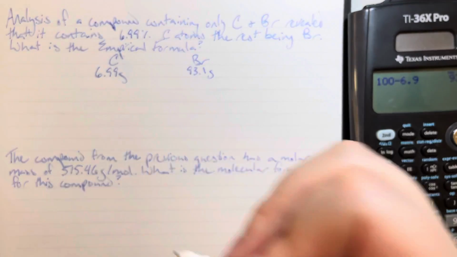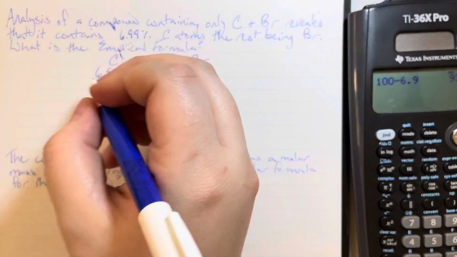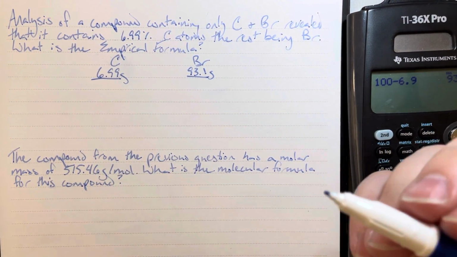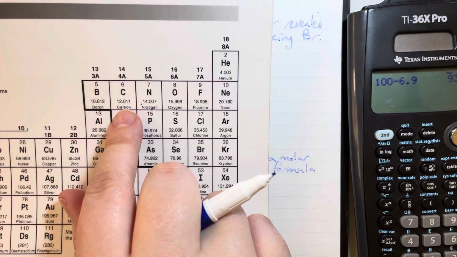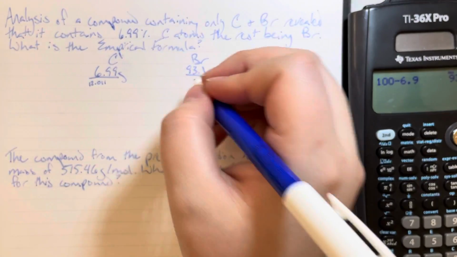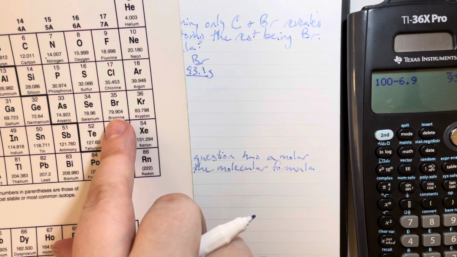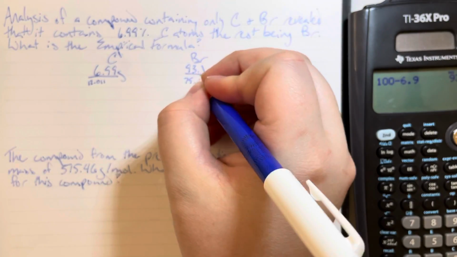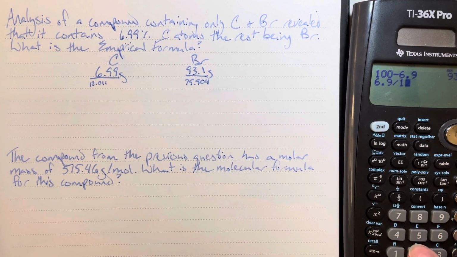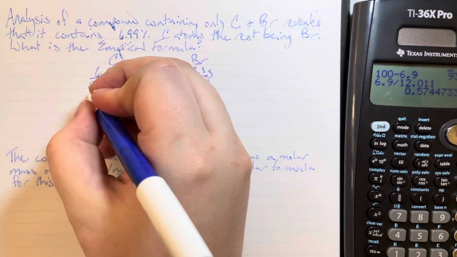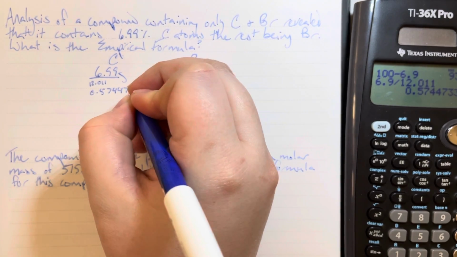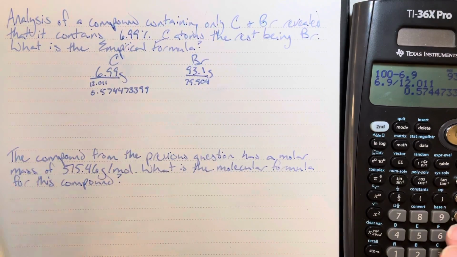So I have percent to mass. Now I need to go from mass to mole. So I will divide both by their respective masses from the periodic table. Carbon's mass from the periodic table is 12.011. And bromine's mass from the periodic table is 79.904. I'm going to want to maintain as many decimal places as possible here to maintain accuracy.